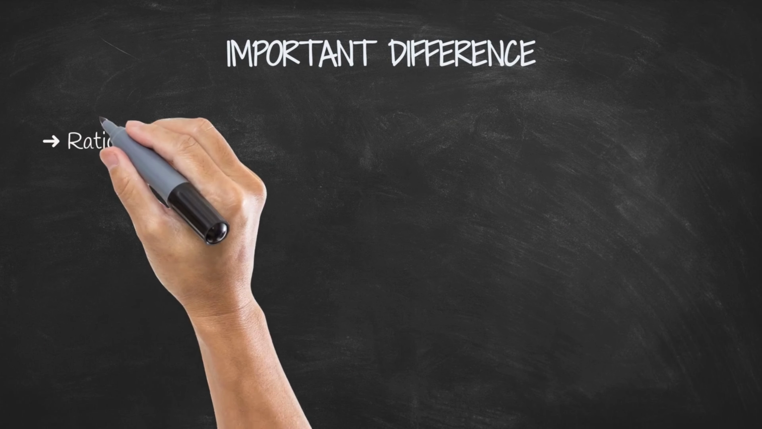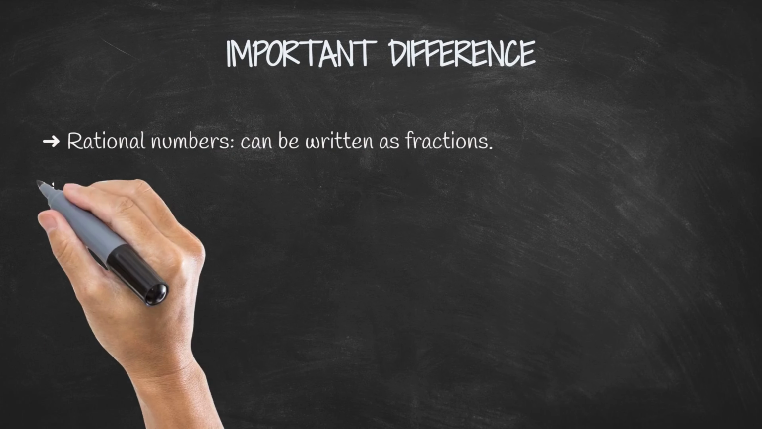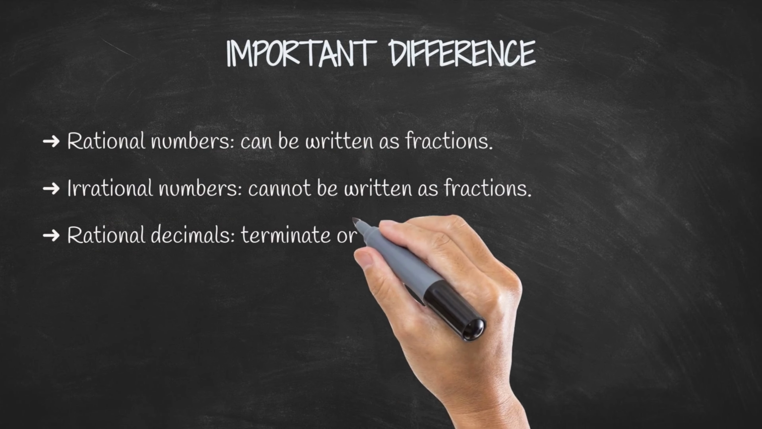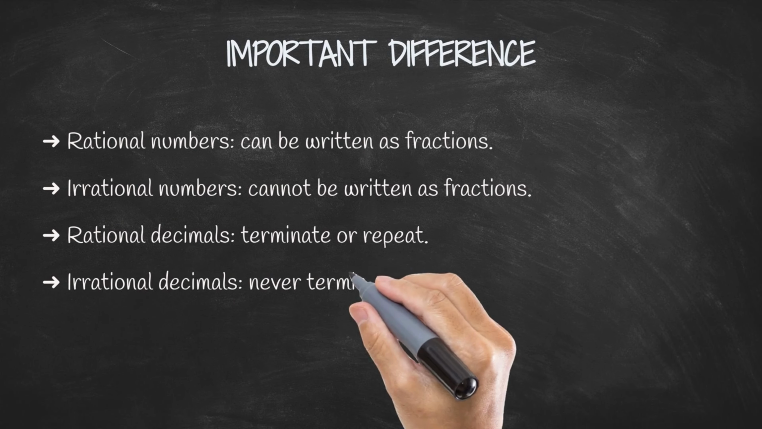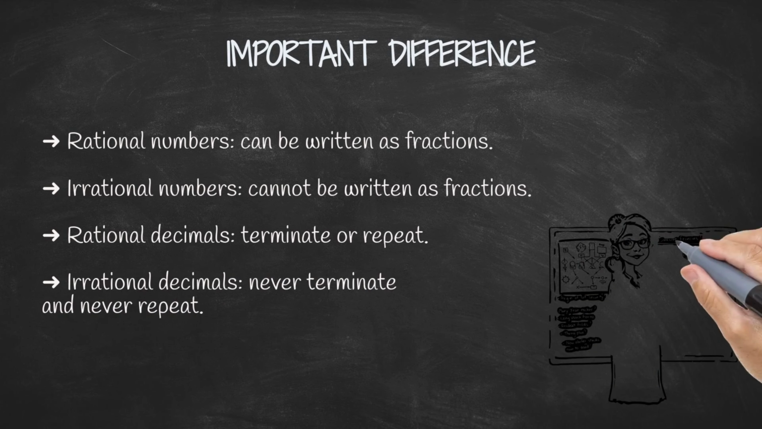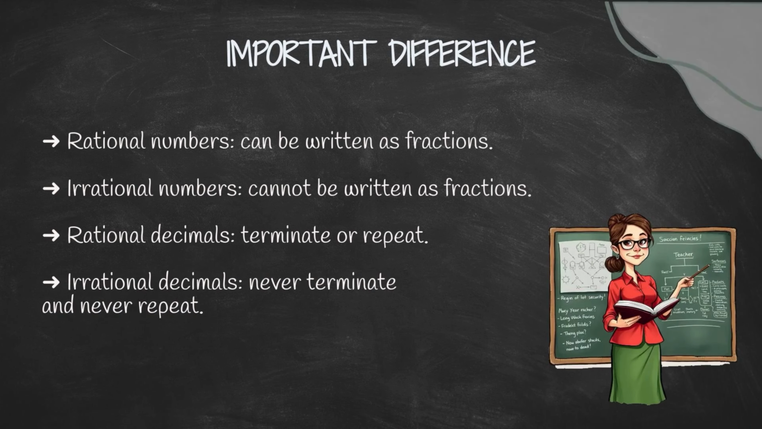Important difference. Rational numbers can be written as fractions. Irrational numbers cannot be written as fractions. Rational decimals terminate or repeat. Irrational decimals never terminate and never repeat.